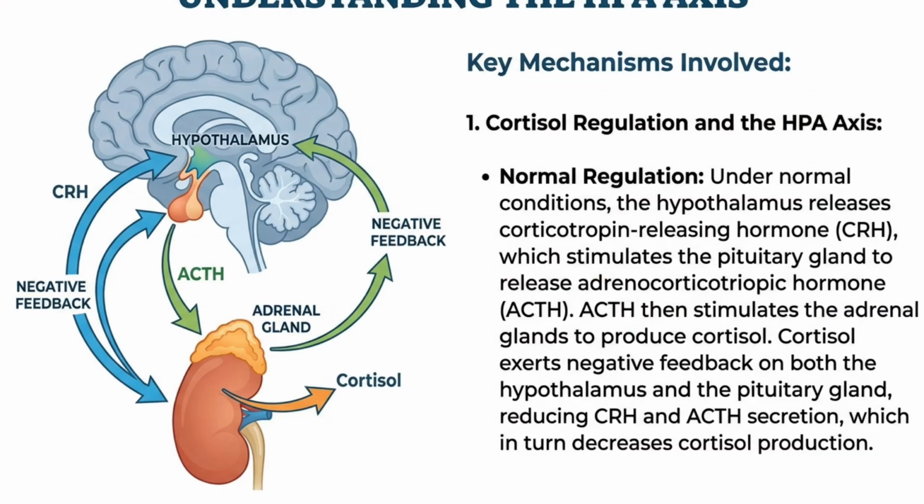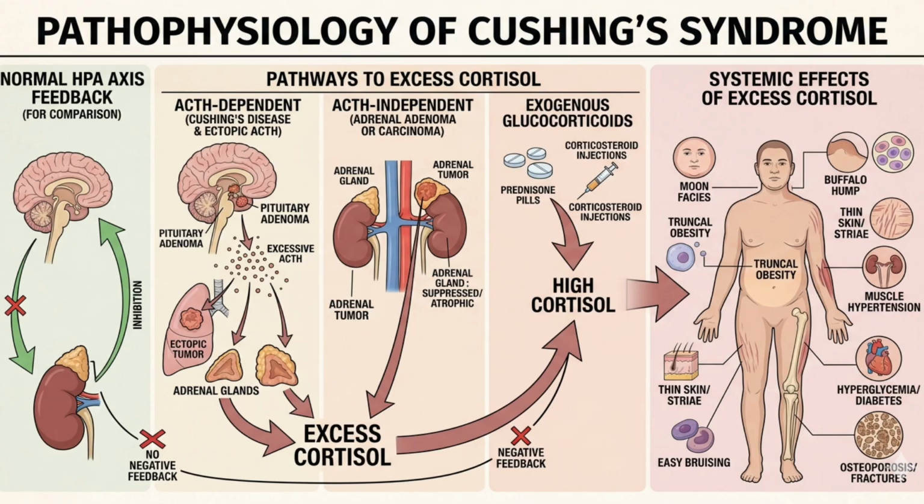Normal regulation. Under normal conditions, the hypothalamus releases corticotropin-releasing hormone, CRH, which stimulates the pituitary gland to release adrenocorticotropic hormone, ACTH. ACTH then stimulates the adrenal glands to produce cortisol. Cortisol exerts negative feedback on both the hypothalamus and the pituitary gland, reducing CRH and ACTH secretion, which in turn decreases cortisol production. In Cushing syndrome, the normal feedback loop is disrupted.